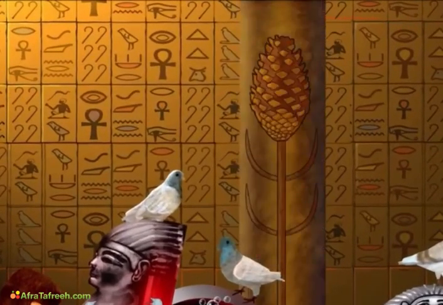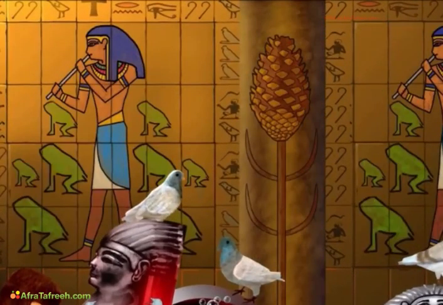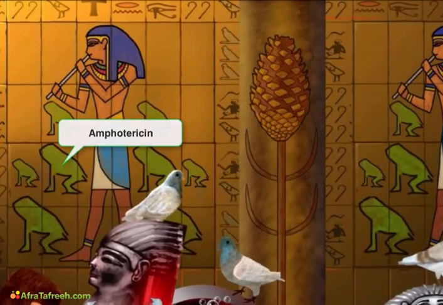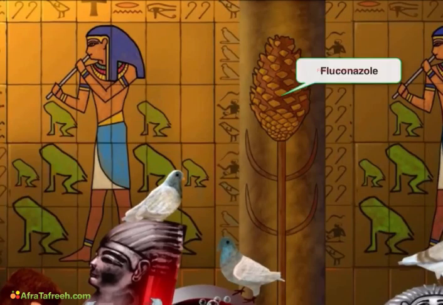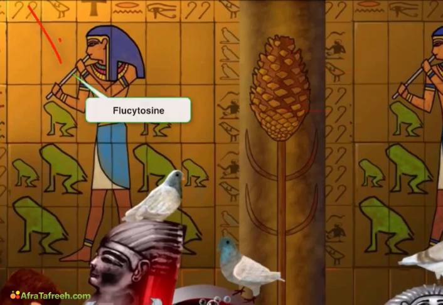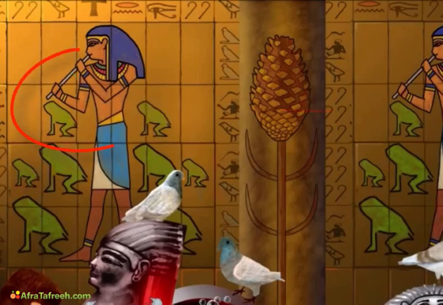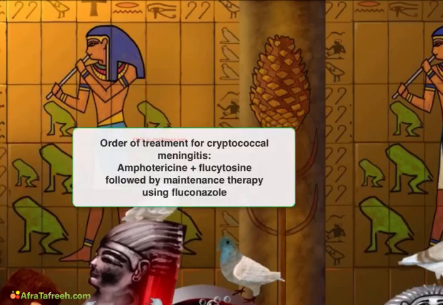To remember these drugs, we'll use our recurring symbols of frogs for amphotericin, drawn here on the walls, and a pinecone carving on the wall to represent fluconazole. Flucytosine will be represented by a flute, which is being played here by the hieroglyphic men. Notice how the frogs and the flute are together, and then this is followed by a pinecone carving. And this is just like the order of treatment, with amphotericin and flucytosine together, followed by fluconazole.